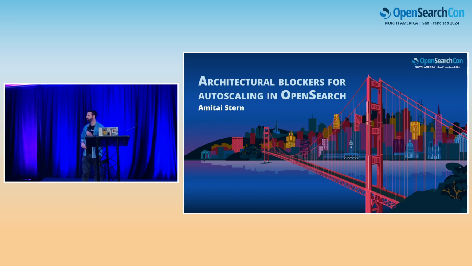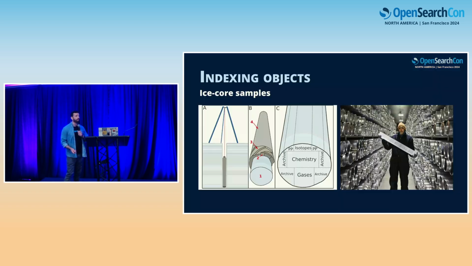We're good. Let's talk about object storage, storing objects. I know it doesn't really appear that I'm going to be talking about storing objects, but I'm going to be talking about storing actual objects. In the first example, we'll talk about ice core samples. If you're unaware of what ice core samples are, they are cylinders of ice that are drilled out of ice sheets or glaciers, and they provide us a record of the climate of Earth.